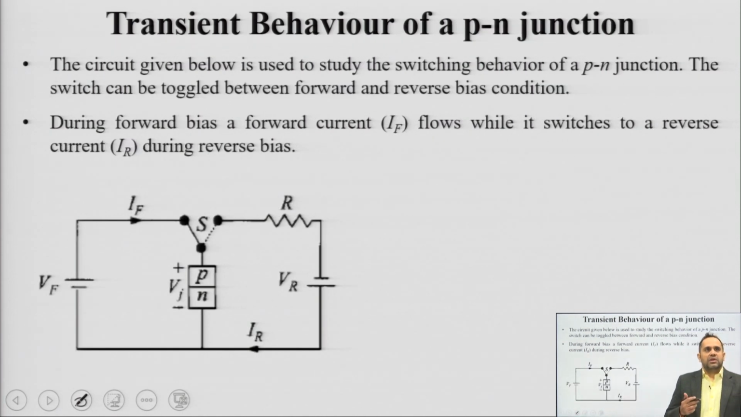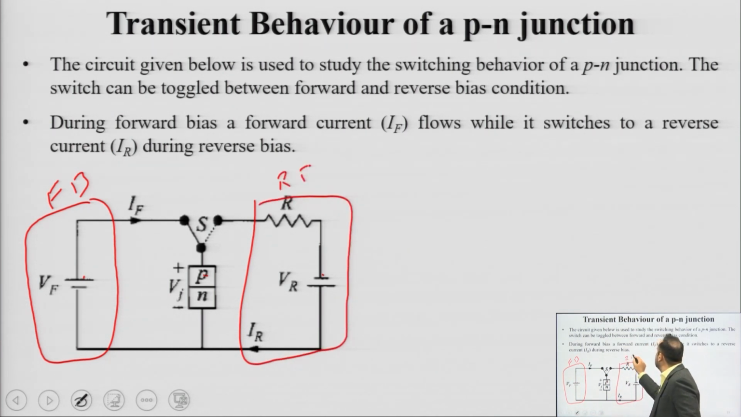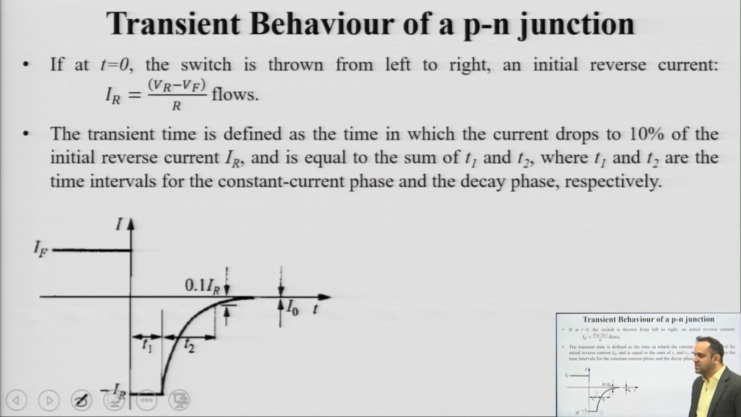The circuit shown on your screen tells you how the transient behavior can be studied. You have a forward voltage, positive connected to P, and a reverse voltage, negative connected to P. This is the forward bias circuit, and this is your reverse biased circuit. Whenever P is connected to negative and N to positive, this is reverse bias; P to positive and N to negative is forward bias. You have a switch which can take one position at a time. Here it is forward bias, here it is reverse bias. During forward bias, forward current IF flows, and during reverse bias, reverse current IR flows.